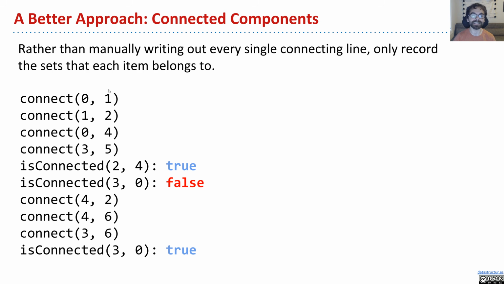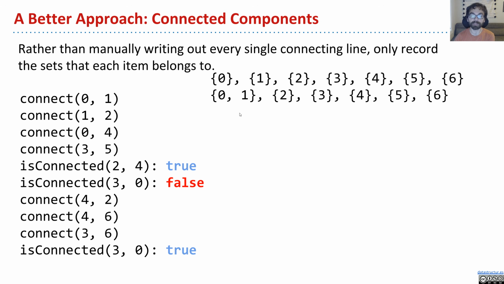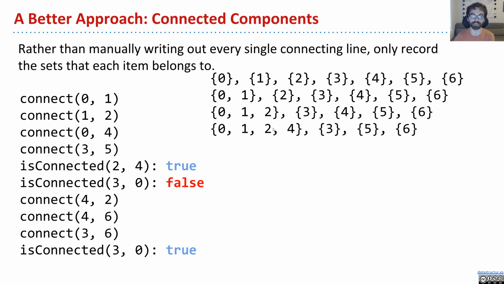So if I say connect 0, 1, at that point we go from everything belonging to its own individual set to now 0 and 1 being part of the same set. When we connect 1 and 2, we bring 2 into that set. When we connect 4, we bring 4 into the set. When we connect 3 and 5, these two sets are merged. At this point, the isConnected operation just says, are they in the same set? And it's a little different than what you might have tried to do naively, where you had all these lines you had to think about.